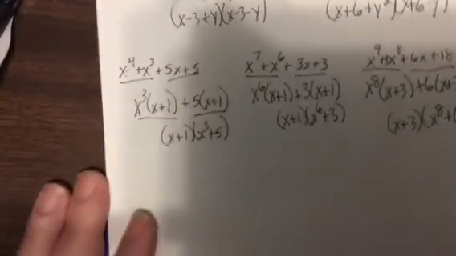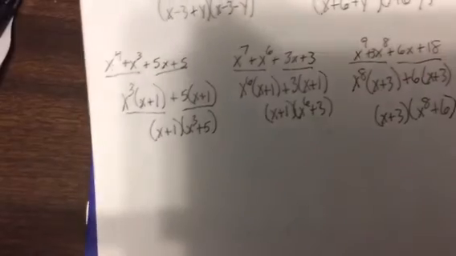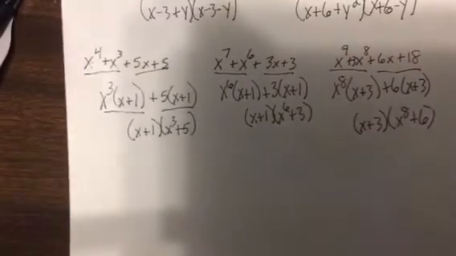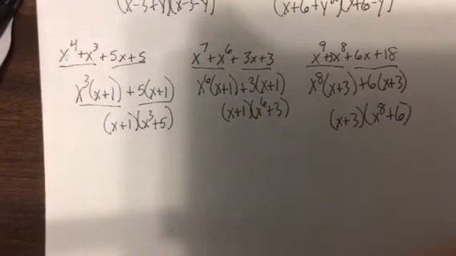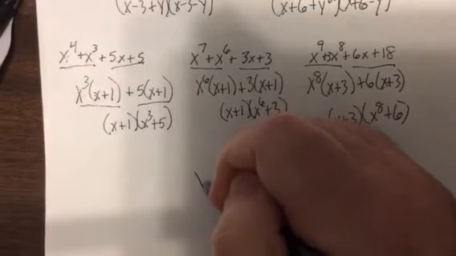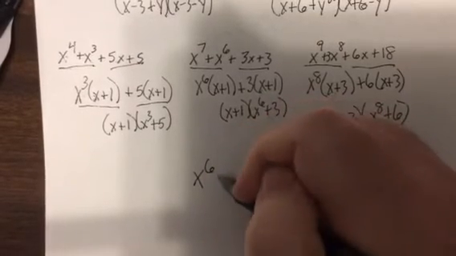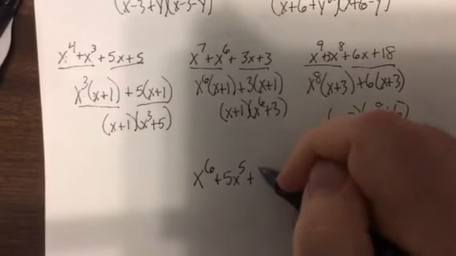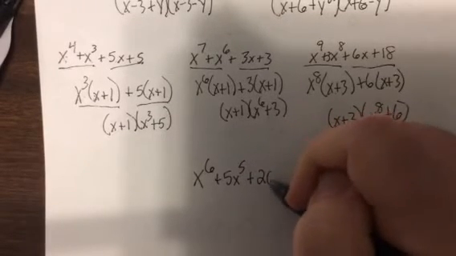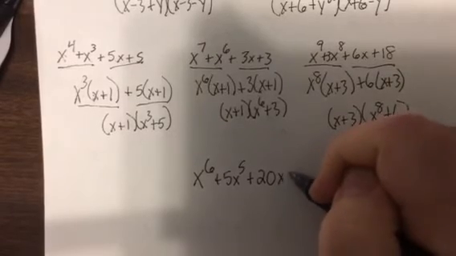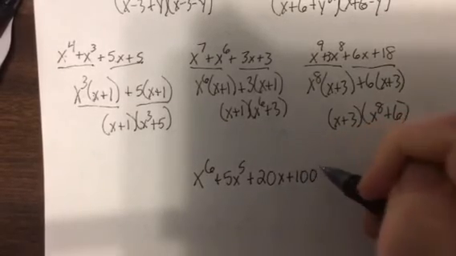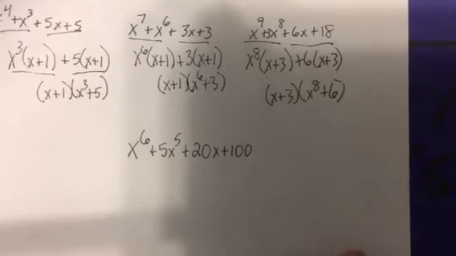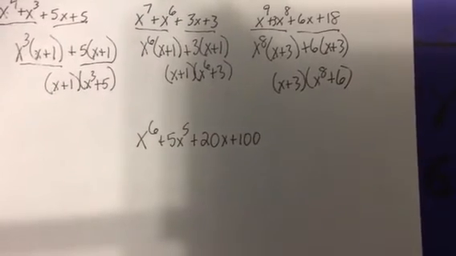Try one more and then I'm done with factoring. I am done. One more time, I am done. So let's say we have x to the 6th plus 5x to the 5th plus 20x plus 100. So go ahead. I'm not stopping you.